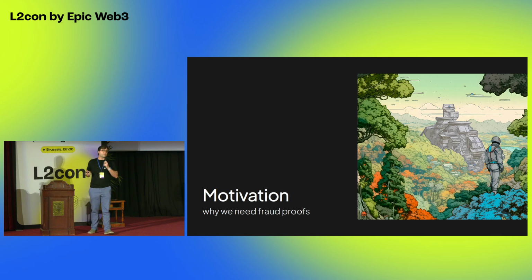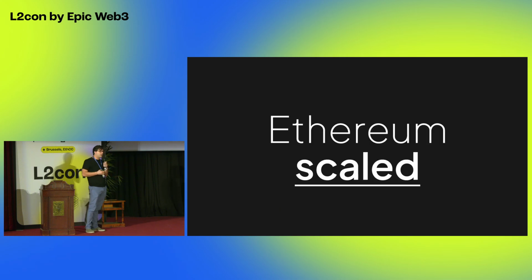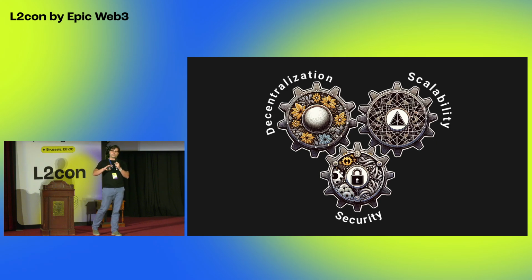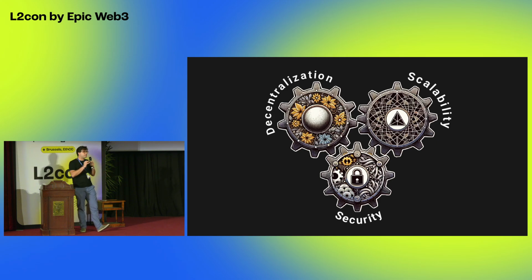So why do we need fraud proofs? Of course, we want to onboard a lot of users. We want to improve UX. And Ethereum doesn't scale enough to that point. So we have the roll-up-centric roadmap. We want to scale Ethereum, but we want to scale it without sacrificing security or decentralization. I'm sure you all know that. That's a trilemma, you know. But it's really the critical point here, not to sacrifice the other ones to achieve scalability.